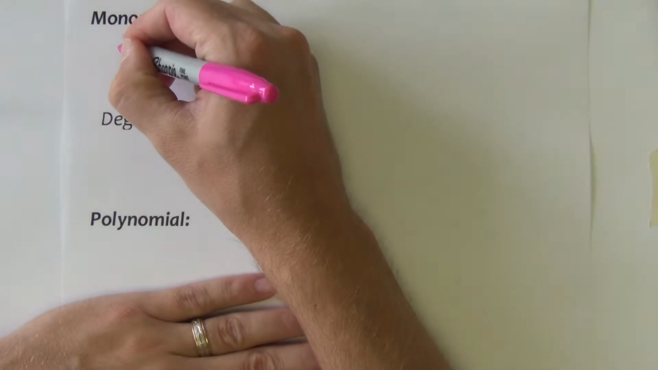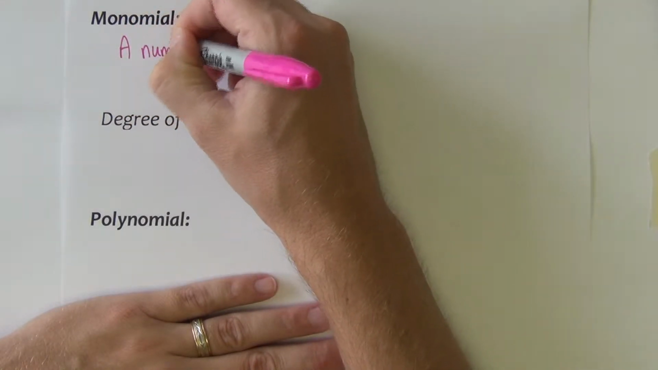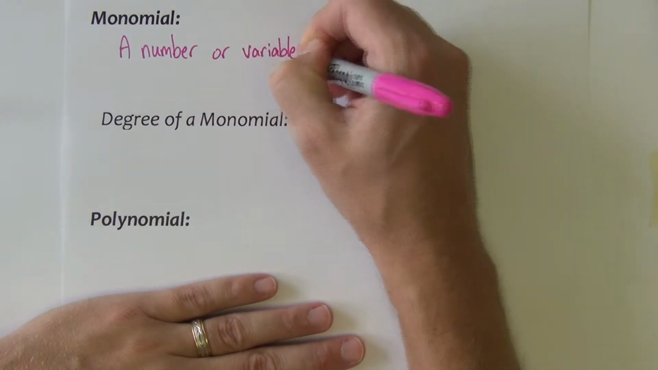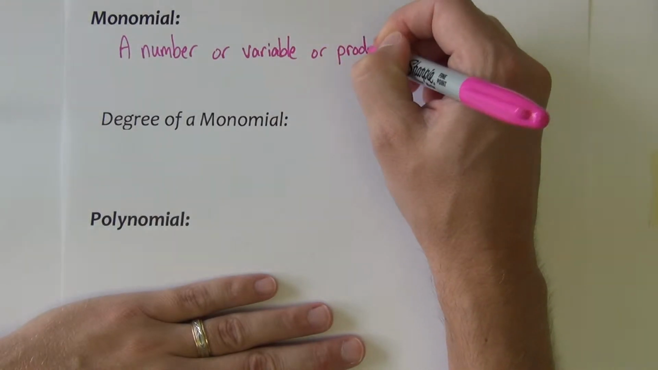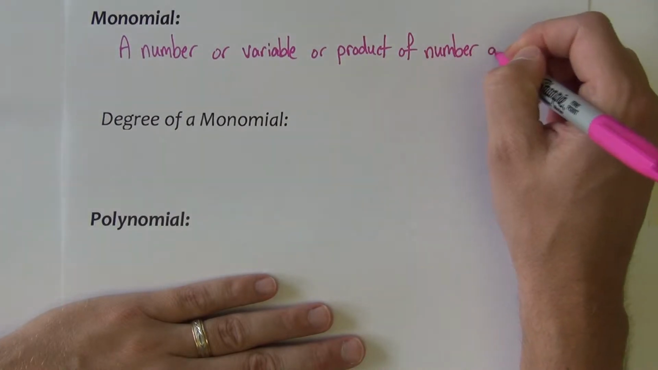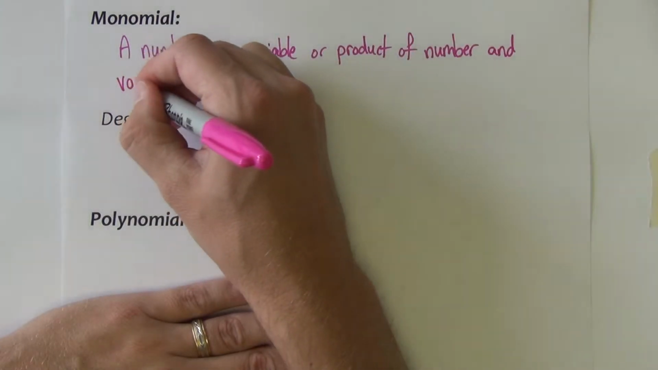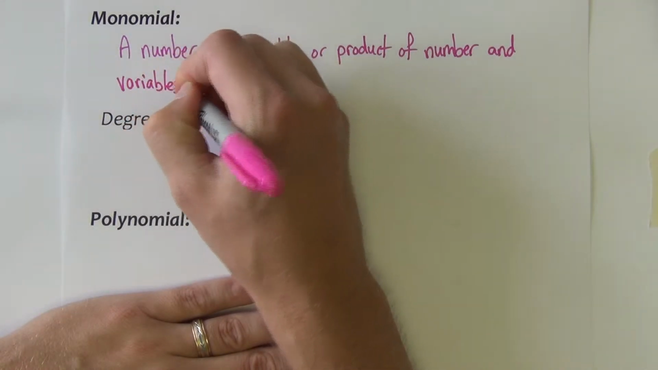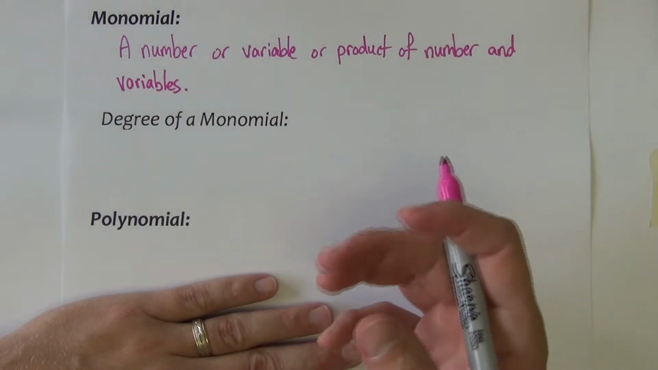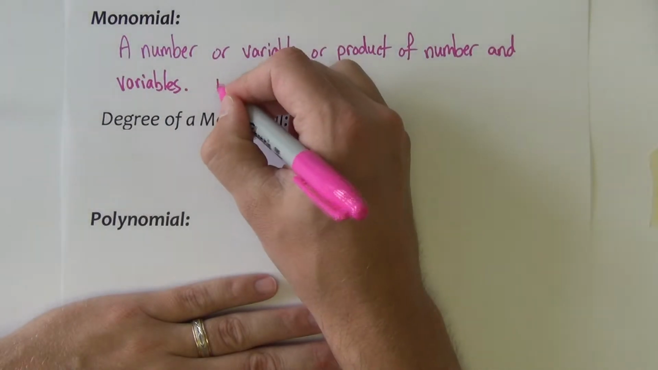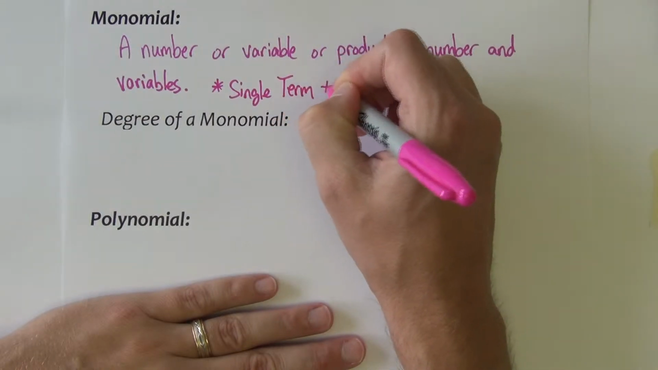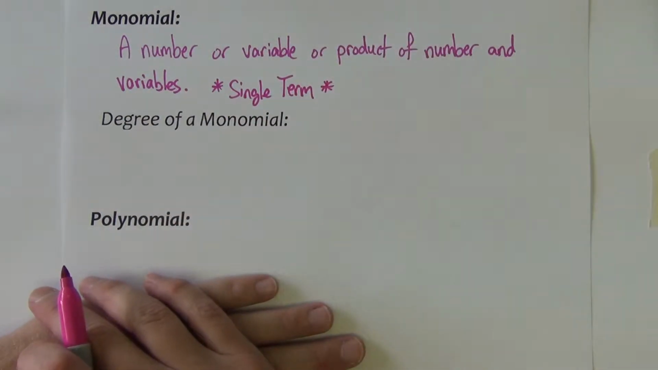A monomial is a number or variable or product of number and variables. Key is there's no addition or subtraction. Monomial is a single term, which means no addition or subtraction. Everything would have to be multiplied together.